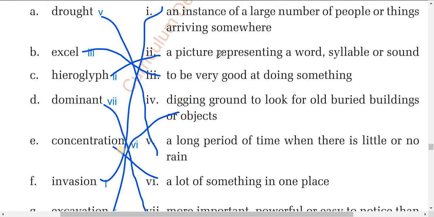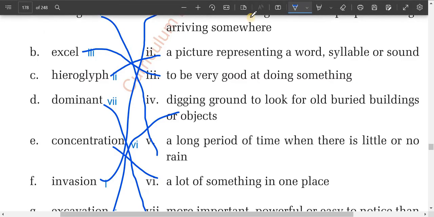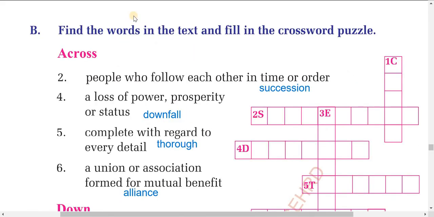Okay, now let's do the next exercise, dear students. Find the words in the text and fill in the crossword puzzle. So here number 1 across: people who follow each other in time or order. Succession. You can write SUCCESSION. Now 4: a loss of power, prosperity, or status. Downfall. DOWNFALL.